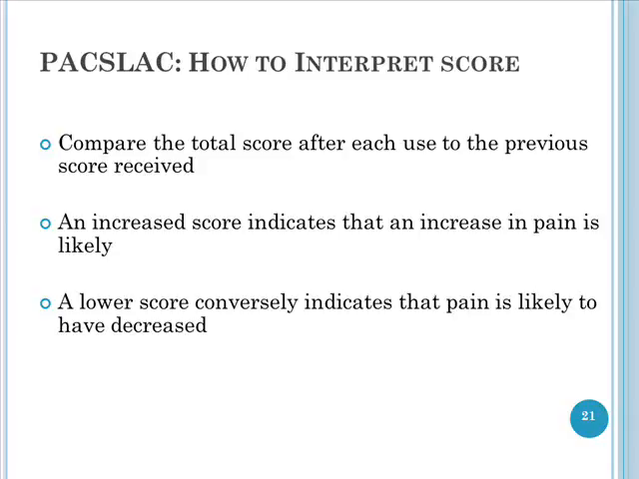To interpret the score, we just compare the total after each use to the previous score received. As with the PAIN-AD, an increased score indicates that there's likely an increase in pain, and a lower score indicates that pain is likely to have decreased. We say likely because when you're using behaviors to identify potential pain, we know that behaviors can occur for many different reasons, and we're suspicious of pain when we see the behaviors that are on the PAC-SLAC, but it doesn't guarantee that pain is the cause.